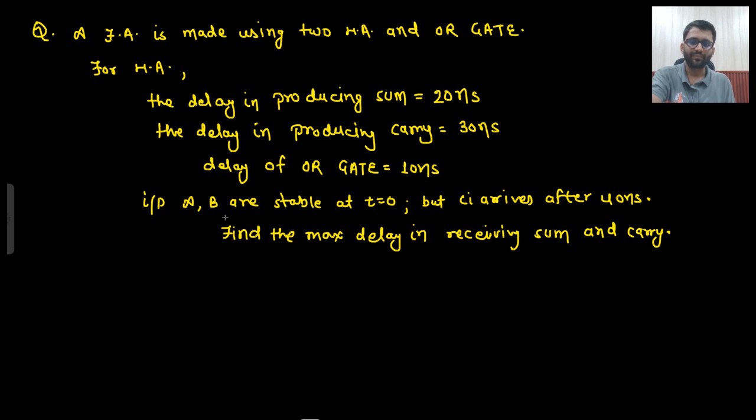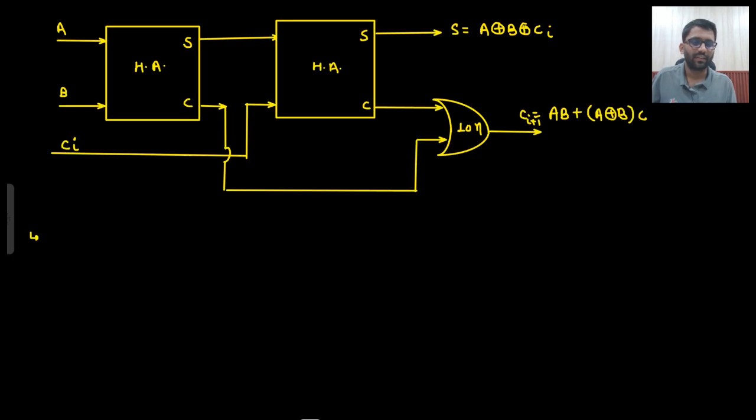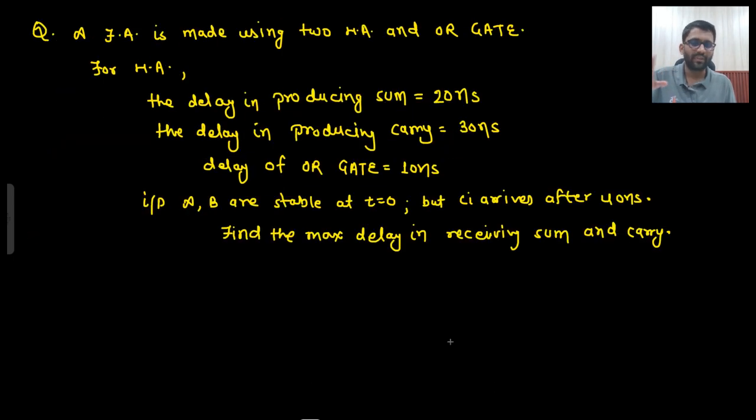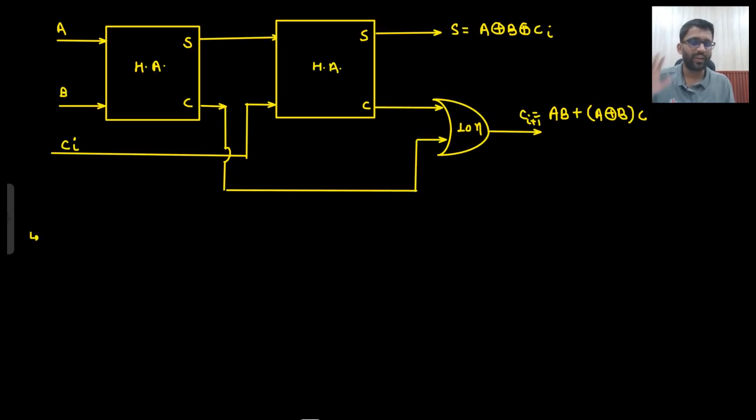Same things are given. Inputs A and B are stable at t equals 0, but Ci arrives after 40 nanoseconds. Find the maximum delay in receiving the sum and carry. So again here, no inputs are mentioned. So this would be an easy problem. But the thing is, Ci becomes stable after 40 nanoseconds.